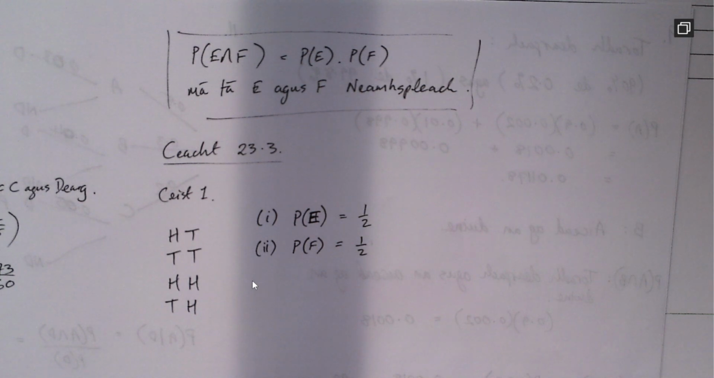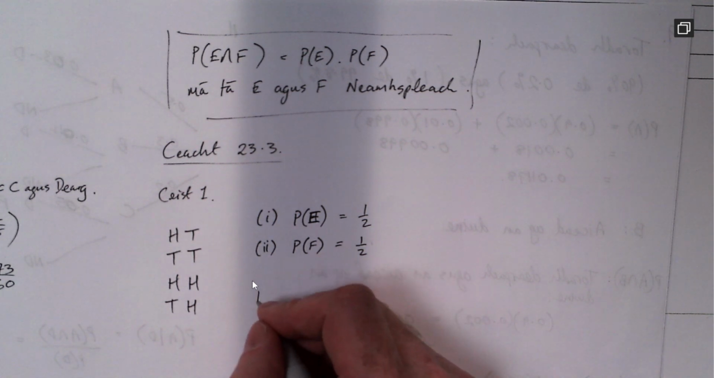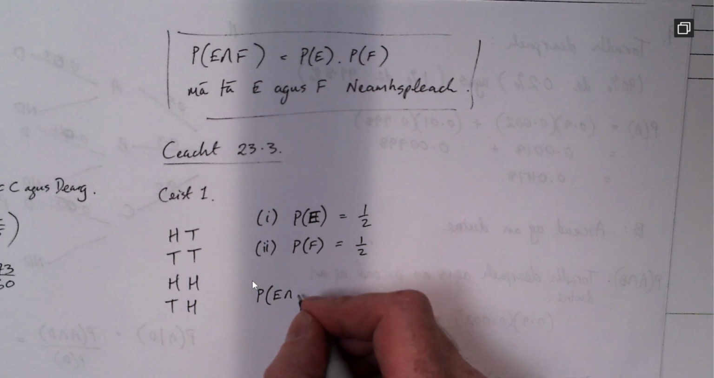Okay. So these two flip a coin, if they're independent. Now find the probability of E intersection F and the probability of F given that E occurs, and hence investigate if E and F are independent. Okay, so we're going to start with the probability of E intersection F.